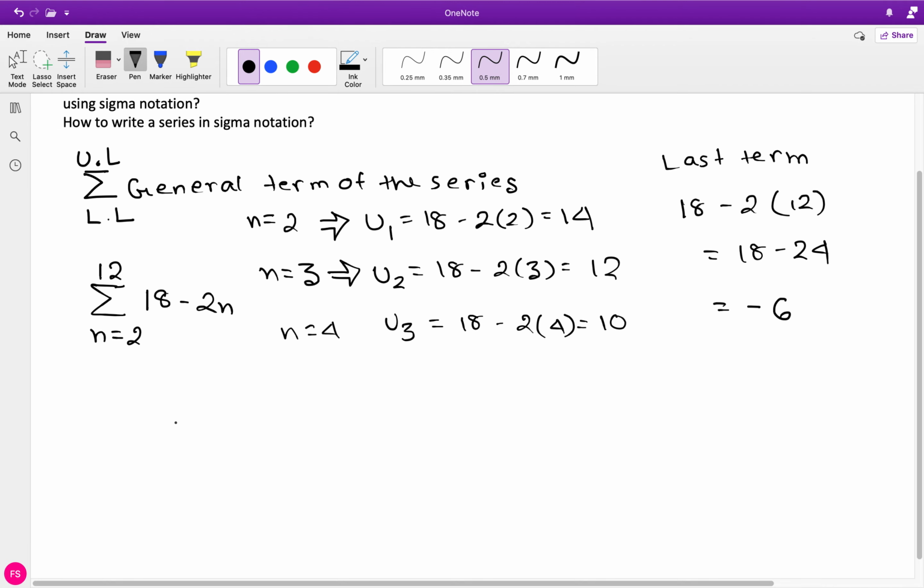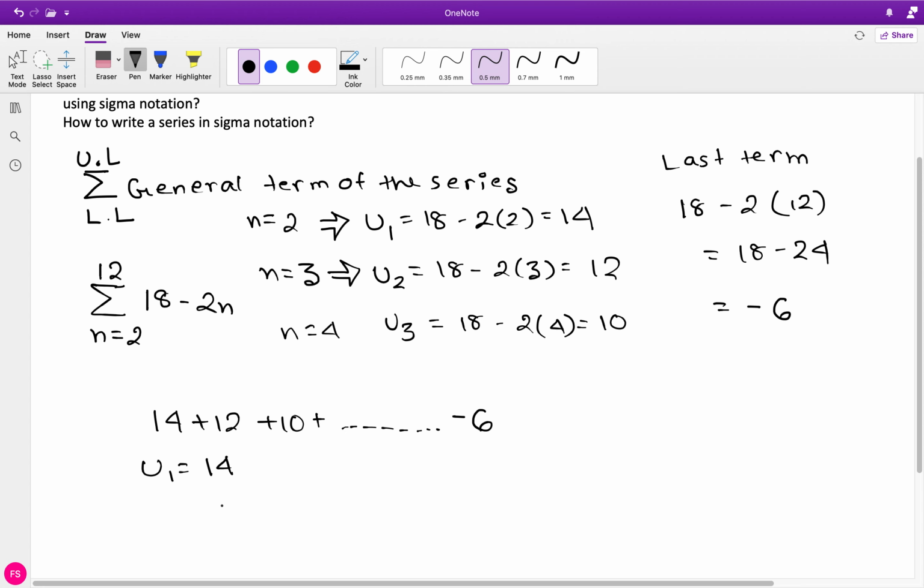Let's look at the series now. We have 14. We have 12. Because this is sigma notation, we use this plus sign. 14 plus 12 plus 10, and it goes on until the term becomes negative 6. The u1, the first term of the series, is 14.